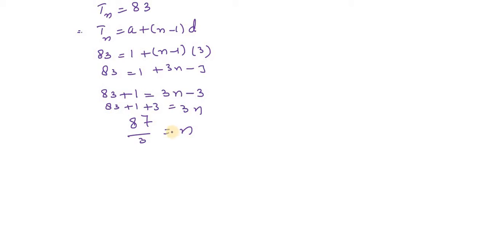Sorry, the 1 is positive, so on the other side of the equality it will be negative: 83 minus 1. So 83 minus 1 is 82, plus 3 is 85. 85 upon 3. 85 upon 3 is not a whole number, so it's not a positive integer.